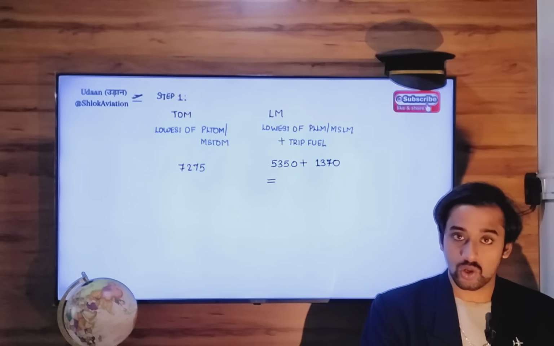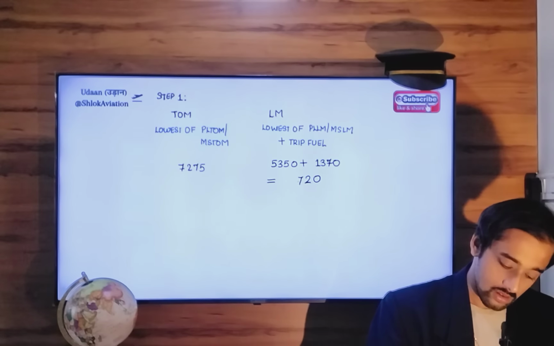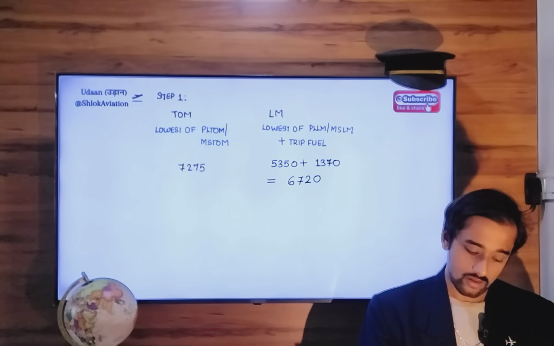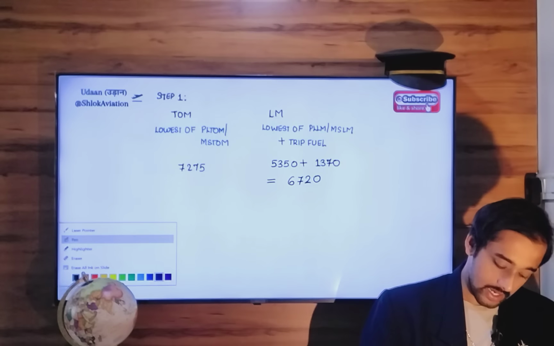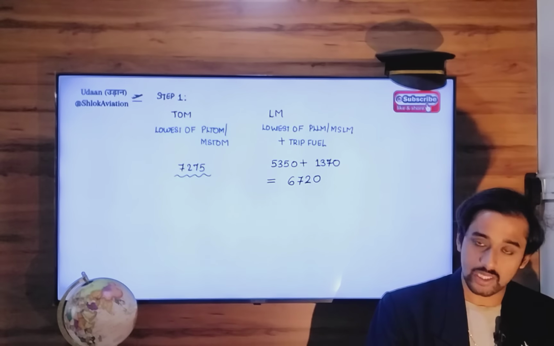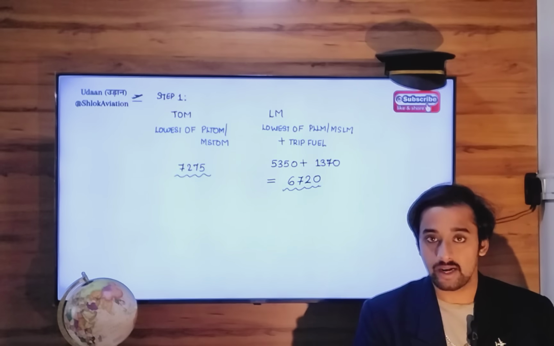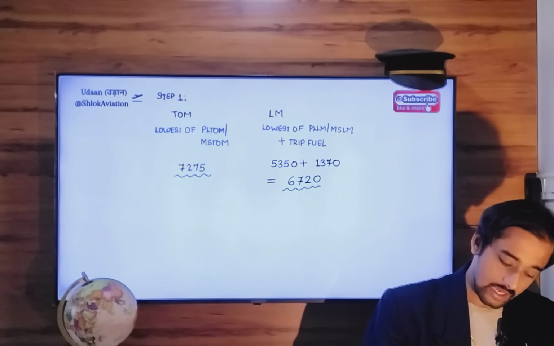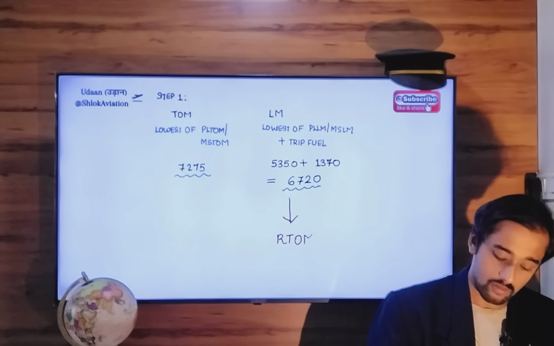So 5350 plus 1370 is 6720. Okay, 6720. So we have two possible takeoff values, 7275 and 6720. You have to select that value which is the lower, which is lower in number. So that value is 6720. So 6720 becomes the regulated takeoff mass.